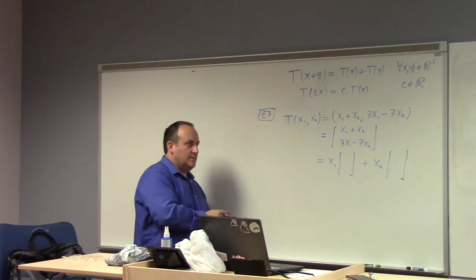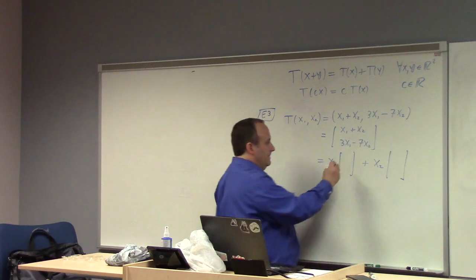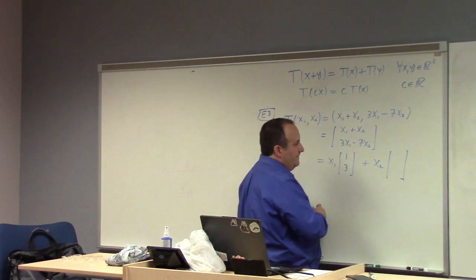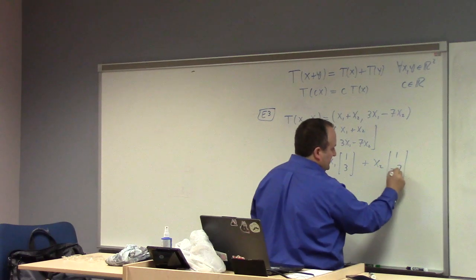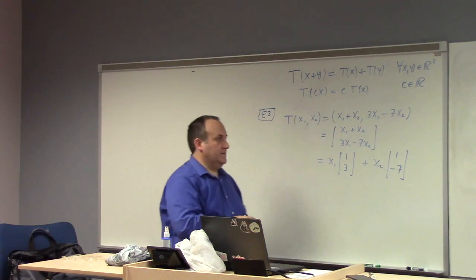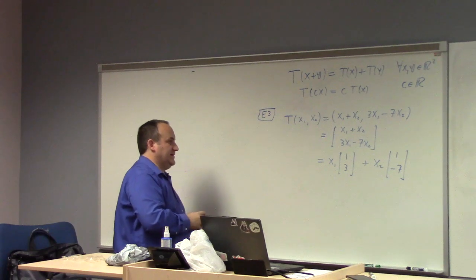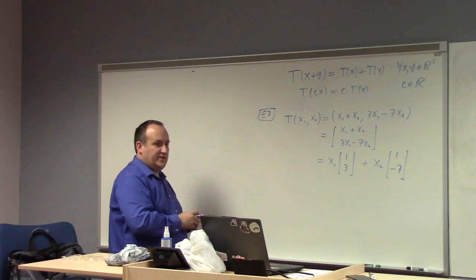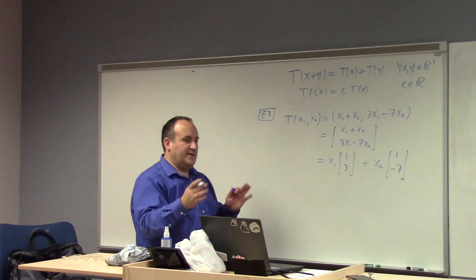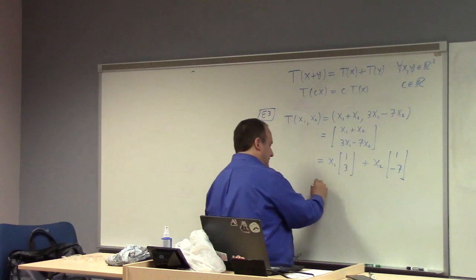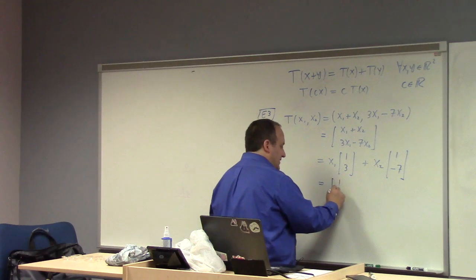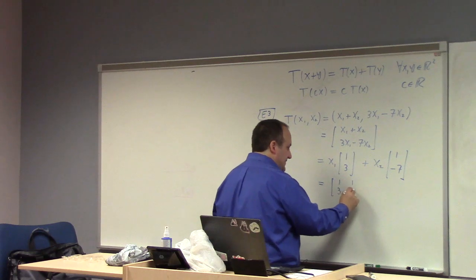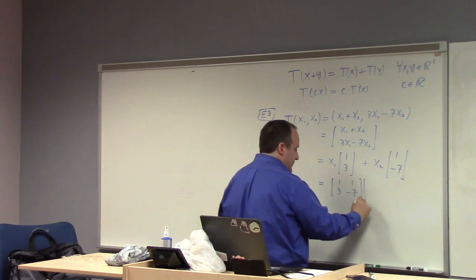Is it 1 and 3? Uh-huh, times x1, and then 1 and negative 7. Perfect. So any linear transformation can be written like a linear combination of particular vectors. And then we define matrix multiplication like this. This is equal to the matrix 1, 3, 1, negative 7, times x1, x2.